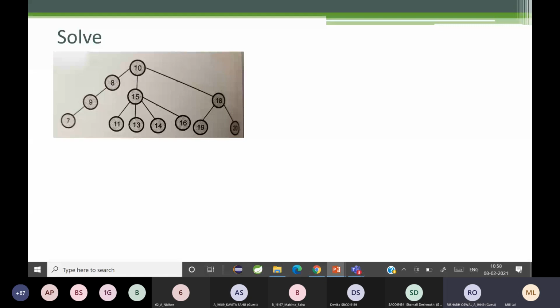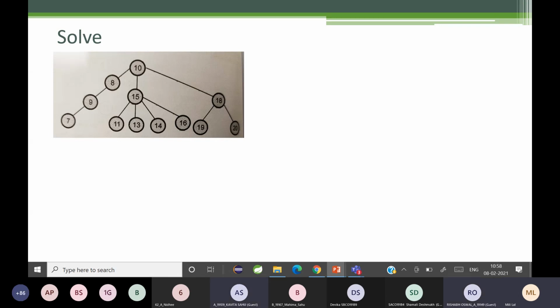Now which is remaining? 19. Now take 19. What is the sibling of 19? 20. So now 20 is going to be the right child of 19. Very good. And does 19 have a left child? No. Now which all nodes are remaining?